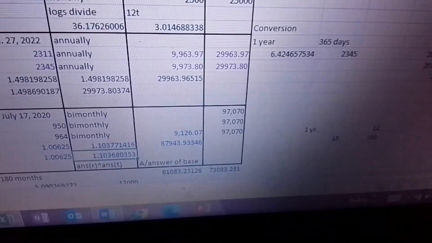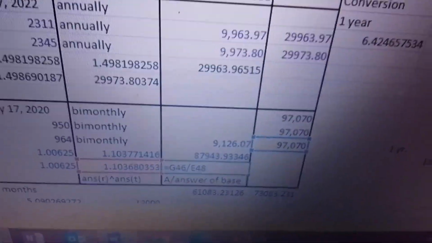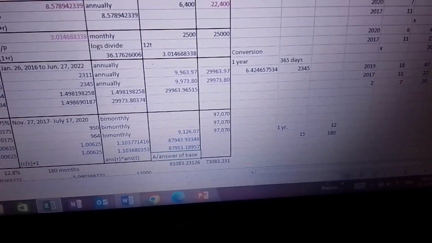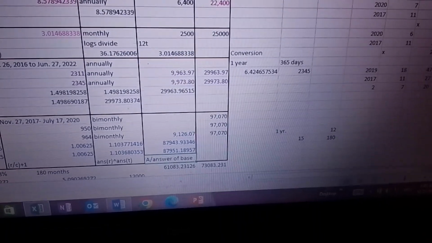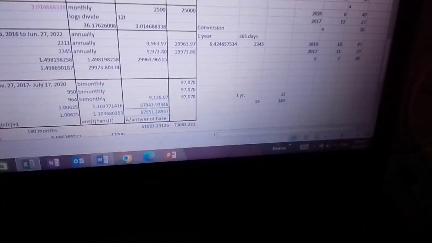We get 1.103680353. And then from there, we divide. So when we divide, we should get this answer. So what we did was 97,070 divided by R, 1.103. And we should get this answer of 87,951.19 for ordinary time. Now, going back to our solution here, remember we have the future value.